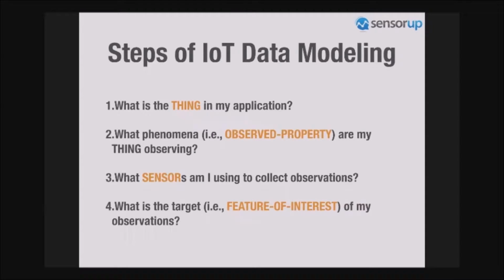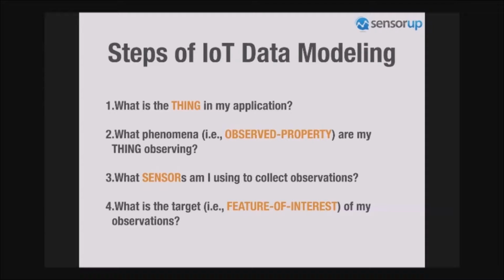So these are the steps of data modeling. First one, what is the thing in your application? So identify the thing, and then identify the phenomena. That means the observed property. So what's the observed property that your thing is observing? If you have an RFID reader, what's the observed property of the RFID reader? If you have a camera, what's the observed property?